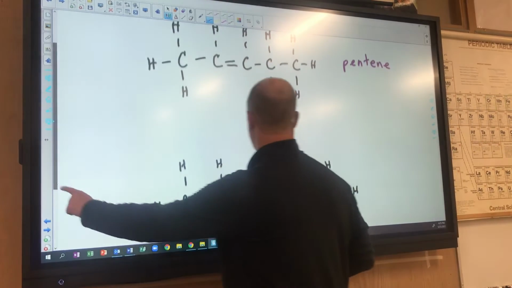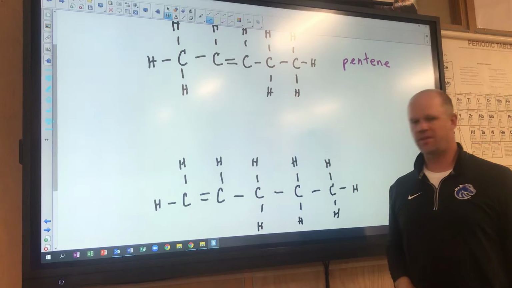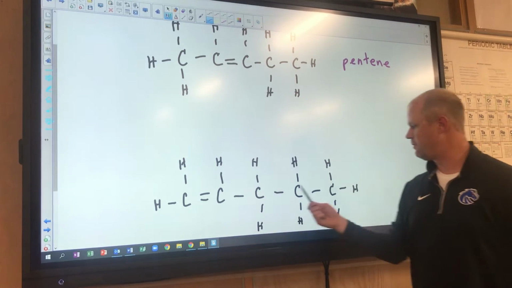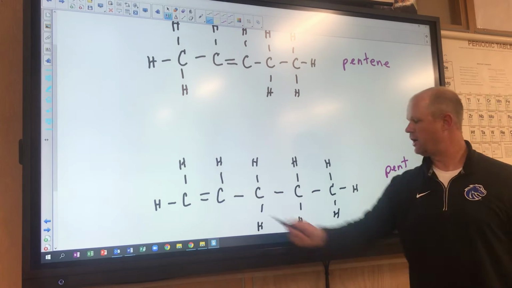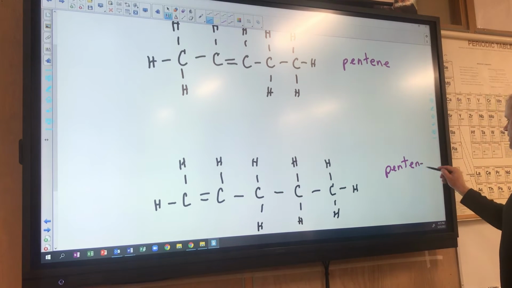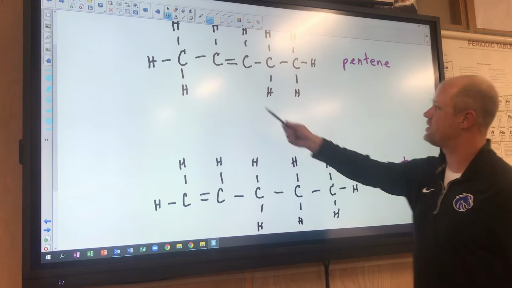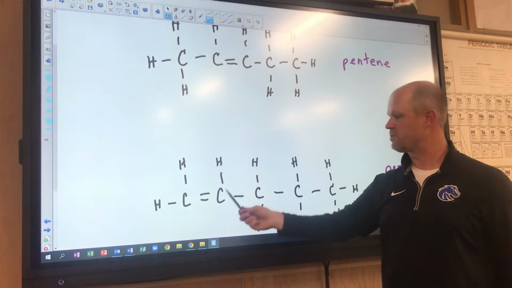This one down here is the same thing. 1, 2, 3, 4, 5. This is pent. It has a double bond, E-N-E. There's got to be a way to signify the difference. This has a double bond in the middle. This one's got a double bond in the end.